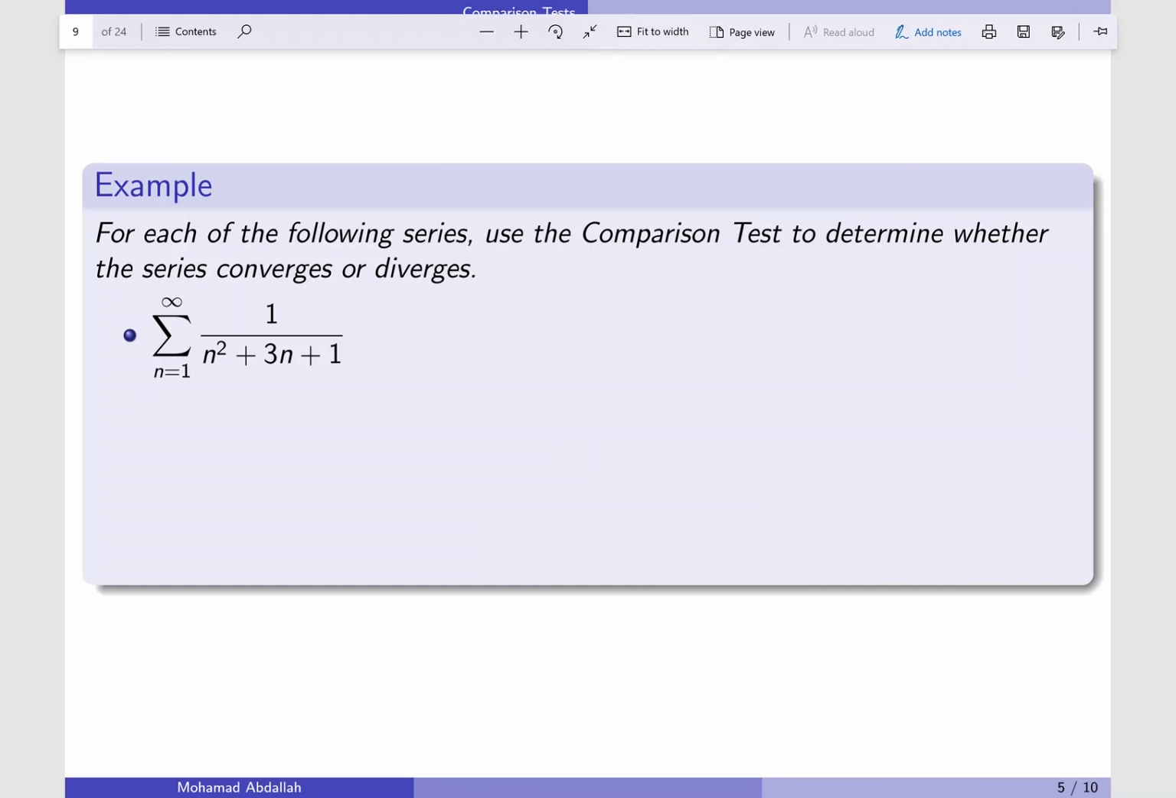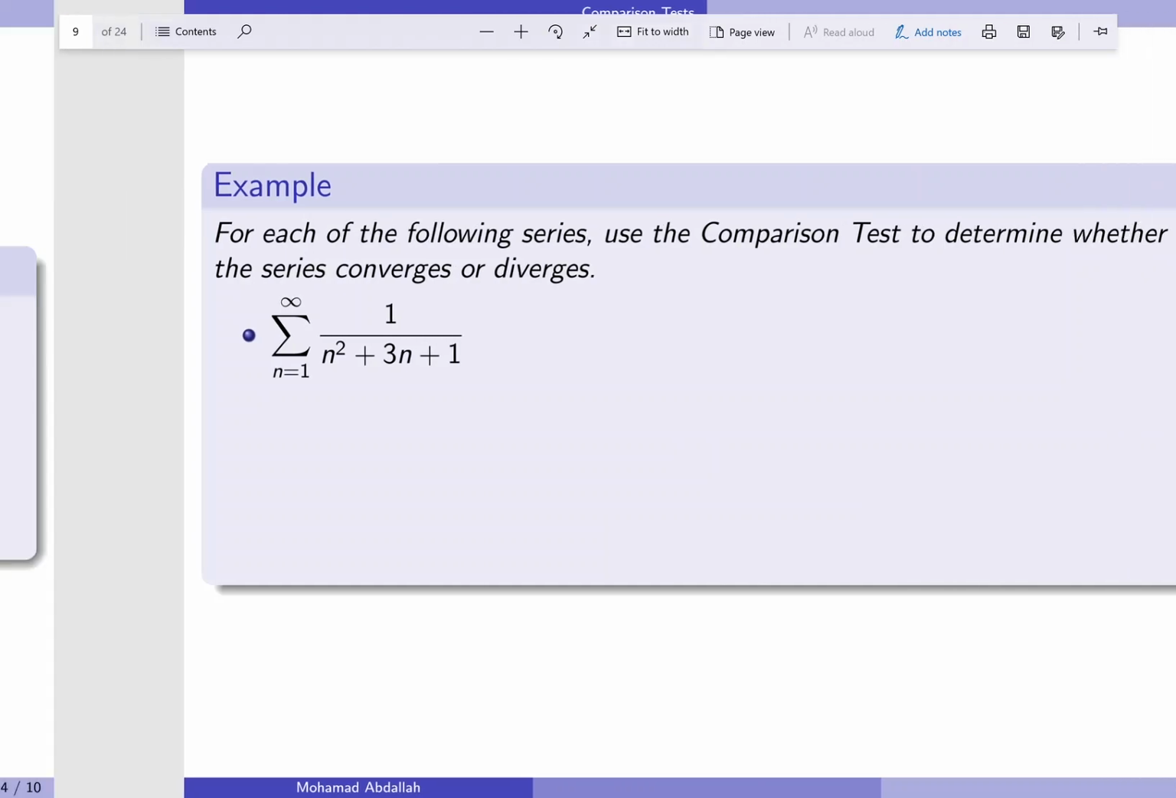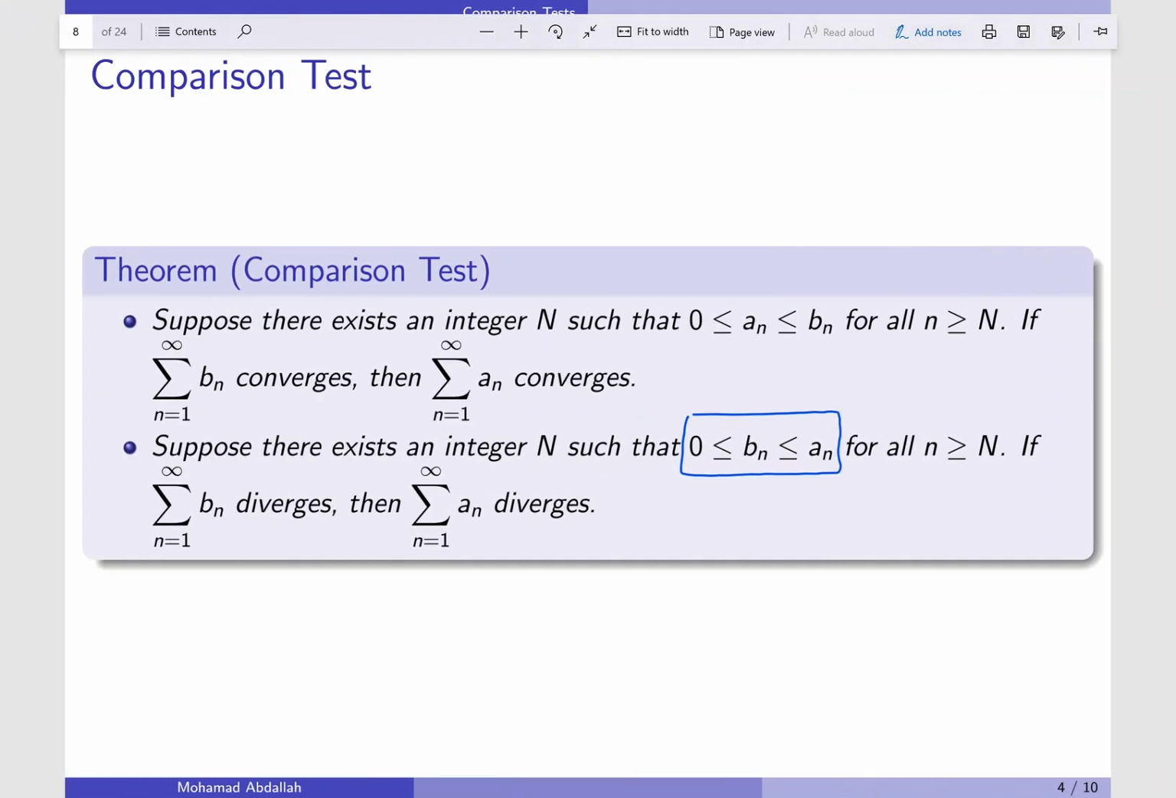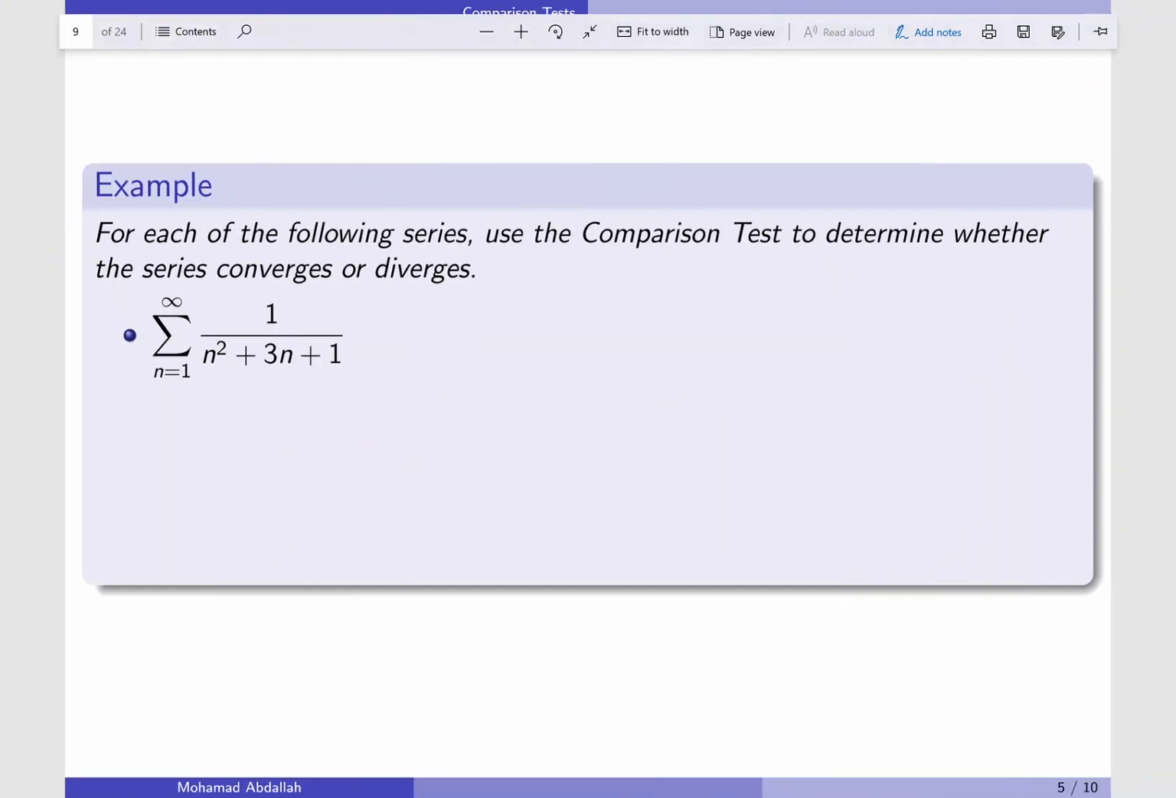Here's an example. The idea here is, if you have an, you need to find bn so that it's bigger or less. It depends on how it looks. From experience and practice, you will be able to tell. So for example, here I have this. This is my a sub n. I want to use the comparison test to see whether it's convergent or divergent.